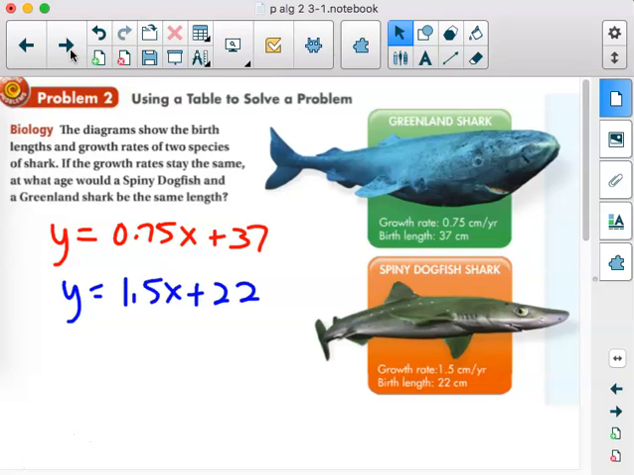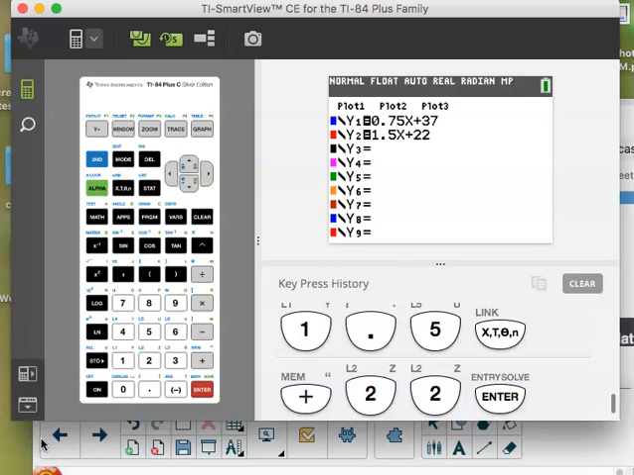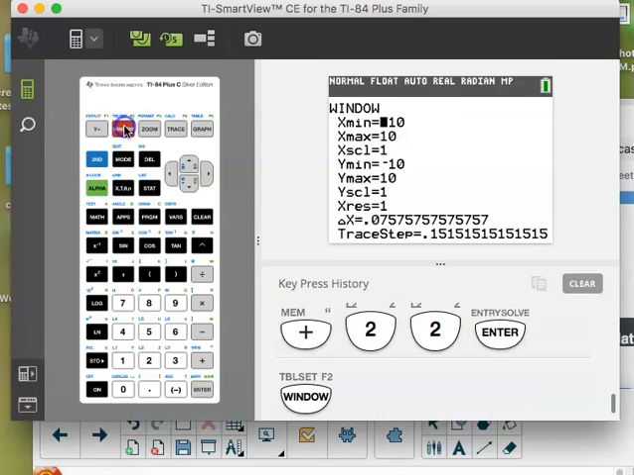So I'm going to stop this and punch it in. So I have those two equations in, and now here comes the really important part. We're no longer talking about numbers from -10 to 10. And what we have up there, our x, was talking about what they grow per year. So you can't have a negative year. We better go into window.